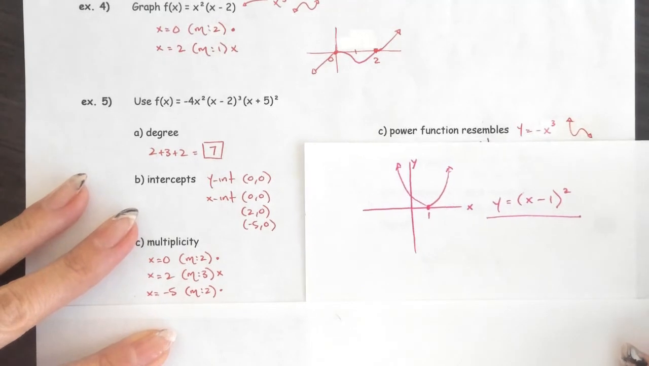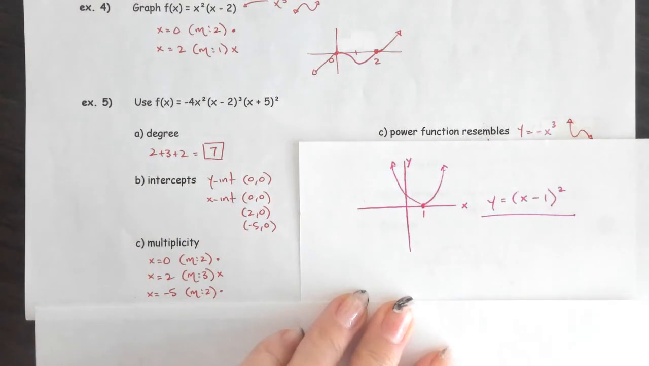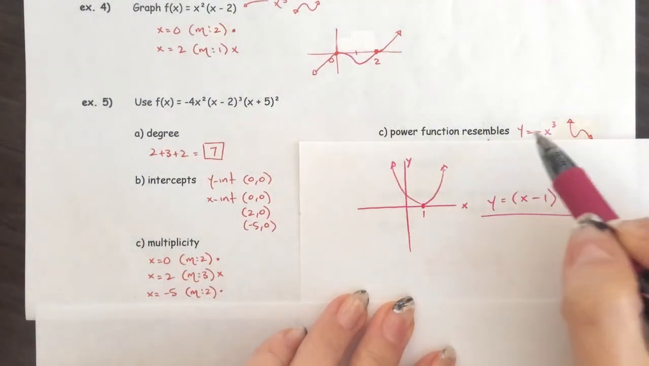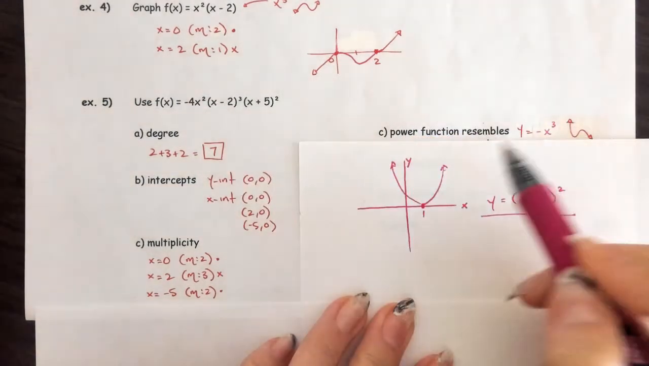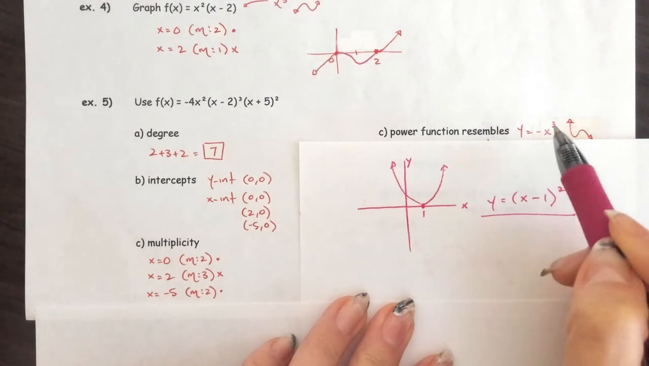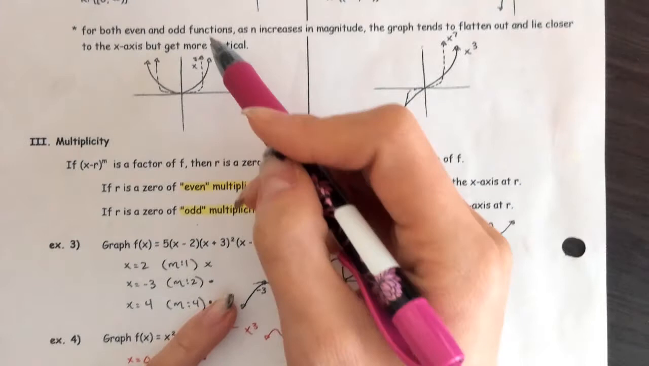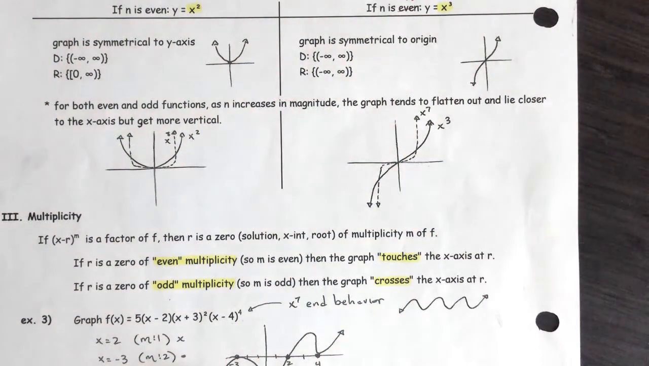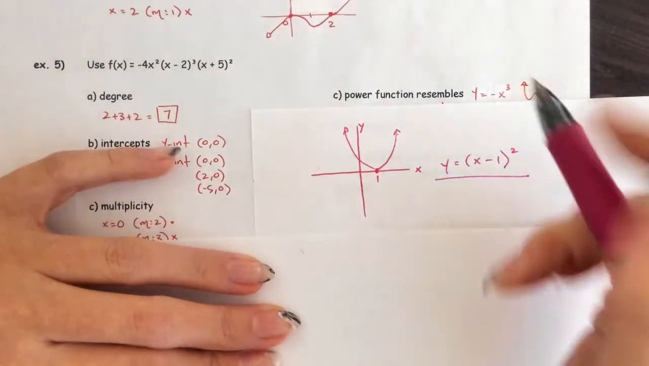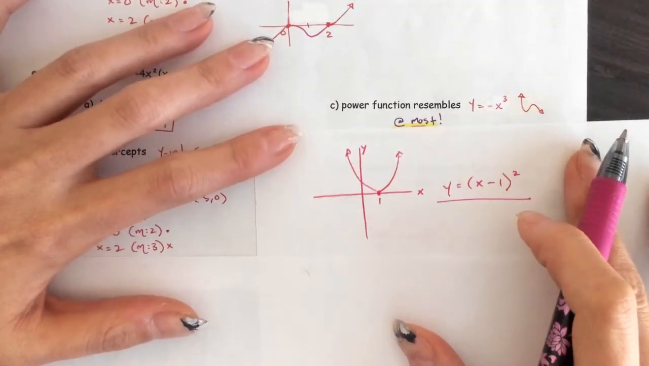All right, the power function resembles what? So what does it look like? Generally this is a negative x to the 7th, but the power function resembles negative x to the 3rd, right? So it either looks like x squared or negative x squared, and then an x cubed or negative x cubed. That's what it means by resembles. The power function itself is negative 4x to the 7th. But there you go.